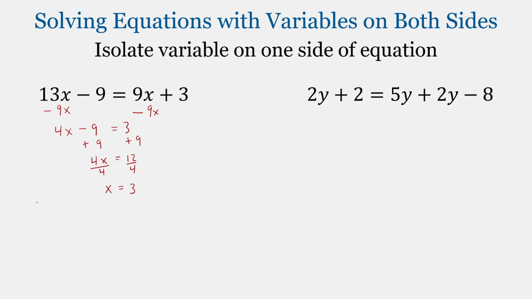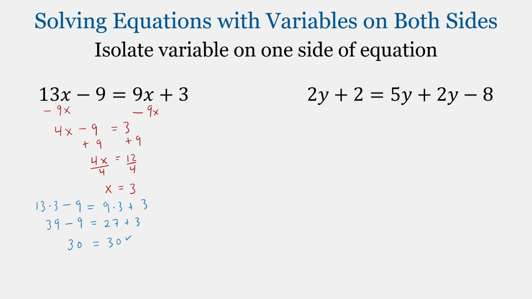Checking the answer, we have 13 times 3 minus 9 is equal to 9 times 3 plus 3. 13 times 3 is 39, so 39 minus 9 equal to 27 plus 3. 39 minus 9 is 30, and 27 plus 3 is also 30.